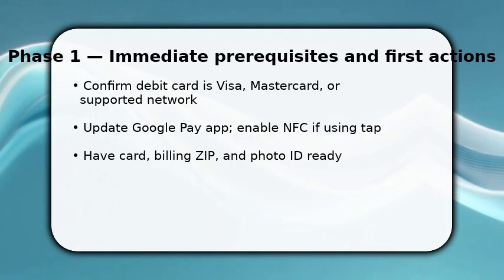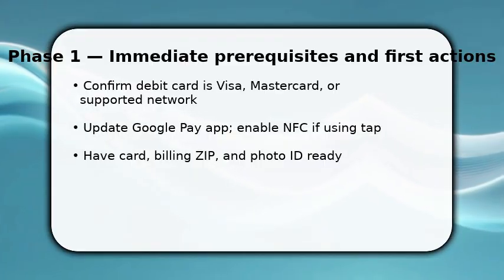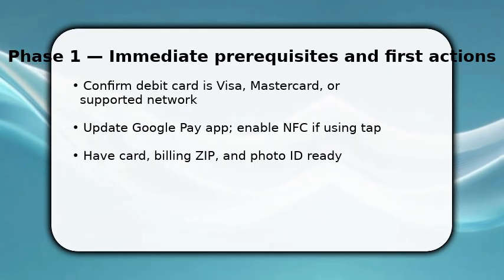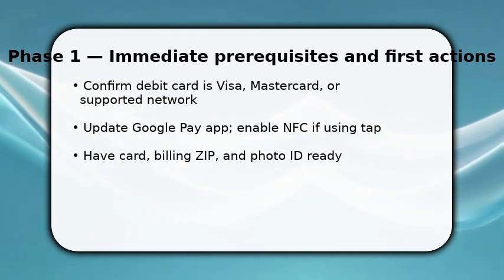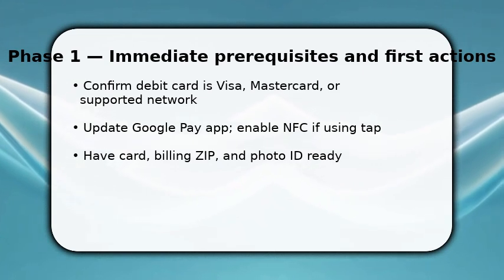Next, make sure the card number, expiration, CVV, and billing ZIP exactly match bank records. You do this because tokenization needs pristine data. Finally, close the app, reboot your phone, and reopen Google Pay to start the re-add flow. You now trigger the only reliable fix.